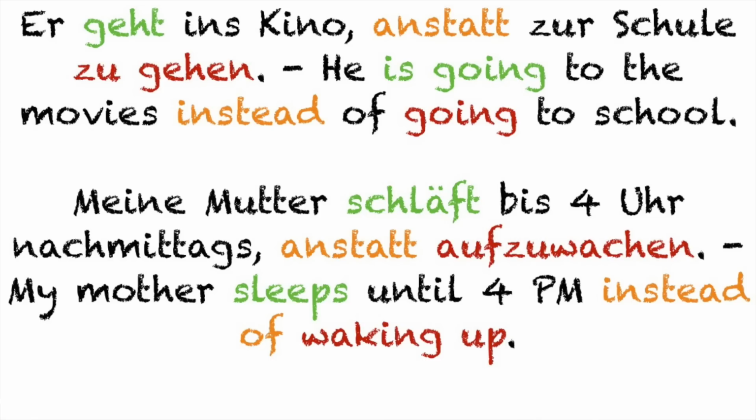The last preposition on this list is anstatt. Some people remove the an and just make it statt, but the meaning is the same. You can say, geht ins Kino, anstatt zur Schule zu gehen. Or, meine Mutter schläft bis 4 Uhr nachmittags, anstatt aufzuwachen. You may notice in the last one that I separated the prefix auf away from the rest of the verb wachen and put the zu in between there.